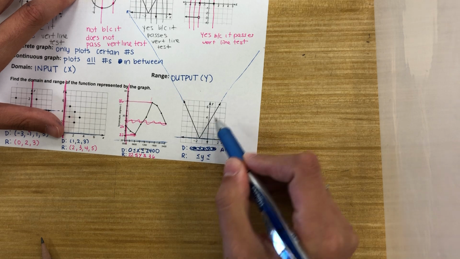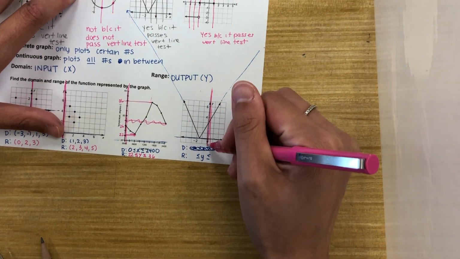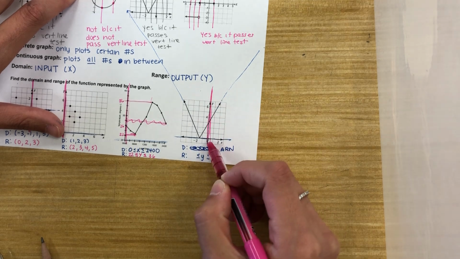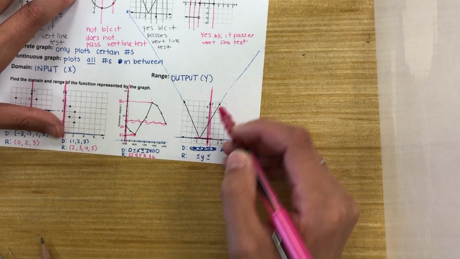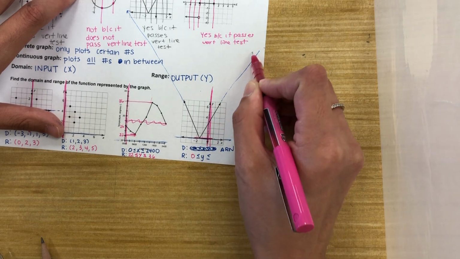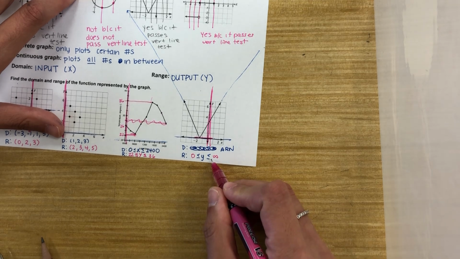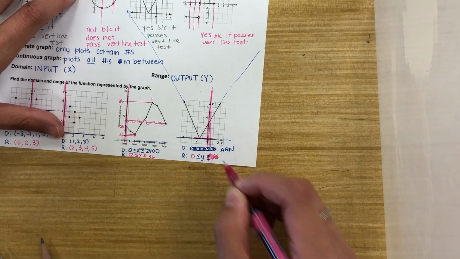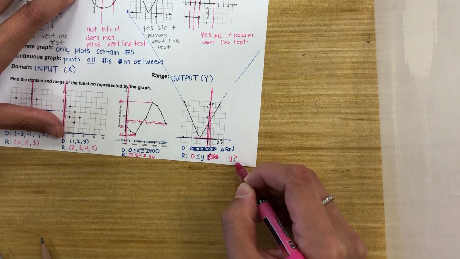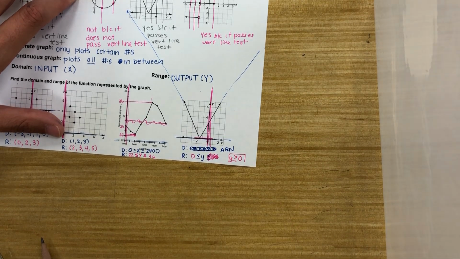Now my range would be the y-axis, right? How low and how high does it go? How low does it go? It goes to 0. So it starts at 0. That's how low it goes. How high does it go? It keeps on going up, up, up, so it keeps on going to infinity. Whenever you have infinity on one side, just cancel it out. So your final answer is y is greater than or equal to 0.